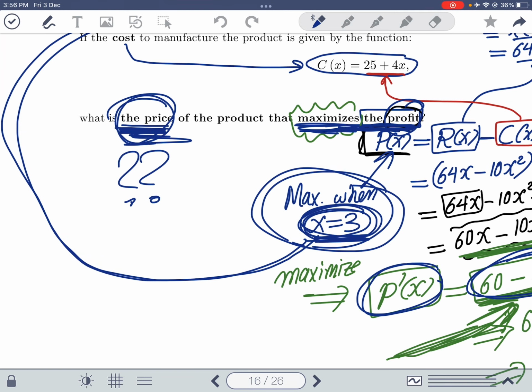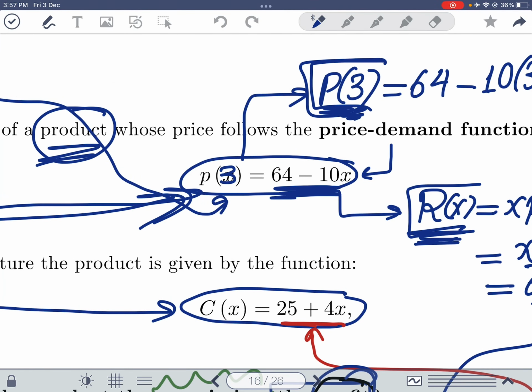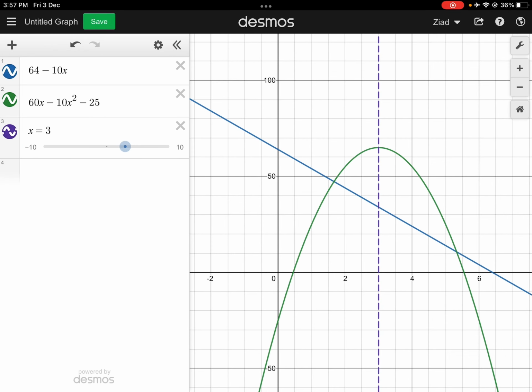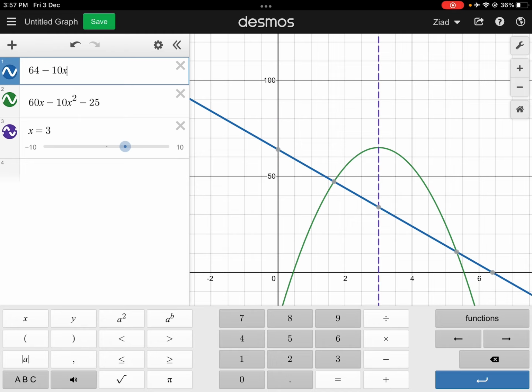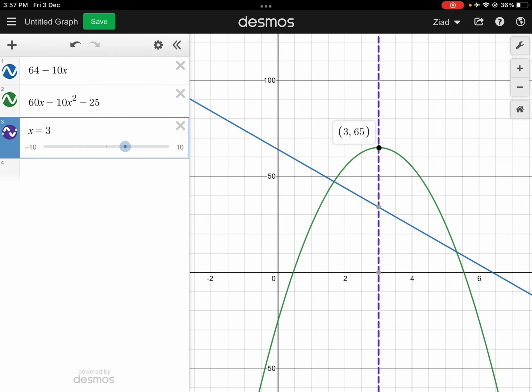You ask yourself, I know that x is 3. So what should I do? Yeah, put it in the price demand function. Put the 3 here. And so you'll get 64 minus 30, which is 34. So according to us, yes, the price should be 34. And here it's confirmed. The blue function, which is the price demand function, at x equals 3 is 34. And what is so special about x equals 3? It's the x that maximizes the profit.